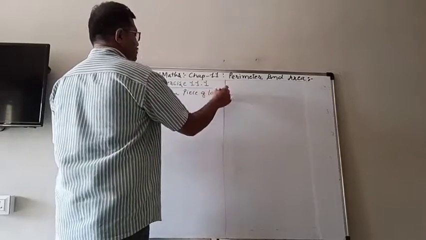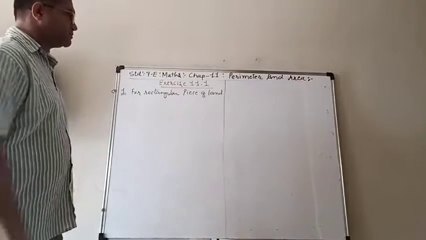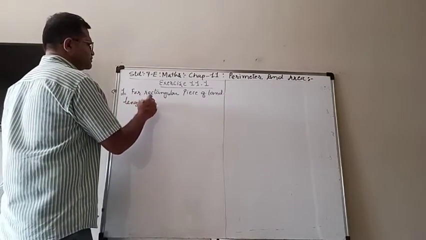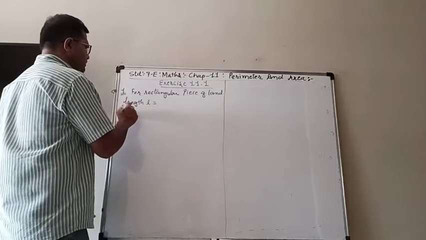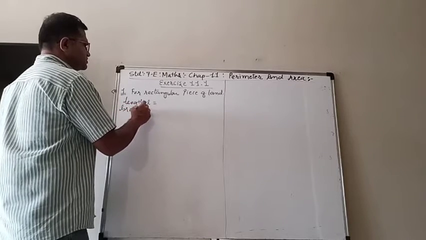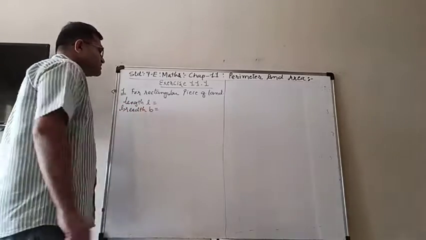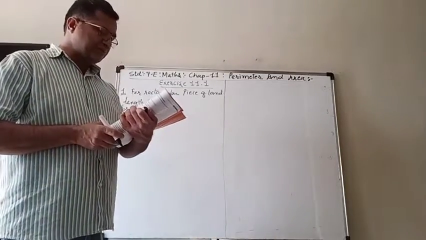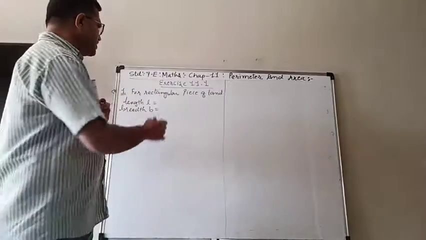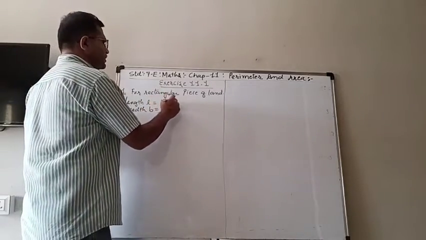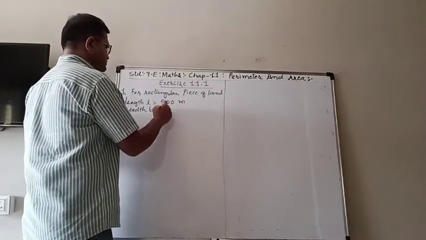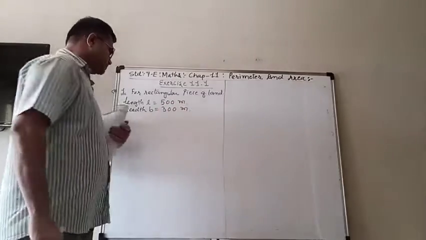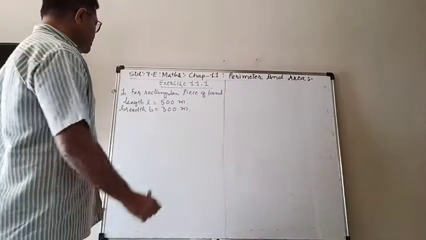we are not going to write down the whole question, but whatever is given. What is given? Length L is given and breadth B is given. Length is 500 meter and breadth 300 meters. So length is 500 meters and breadth is 300 meters. First we have to find the area.